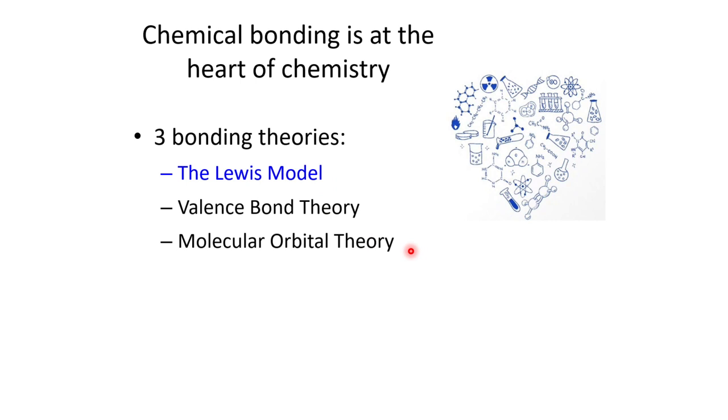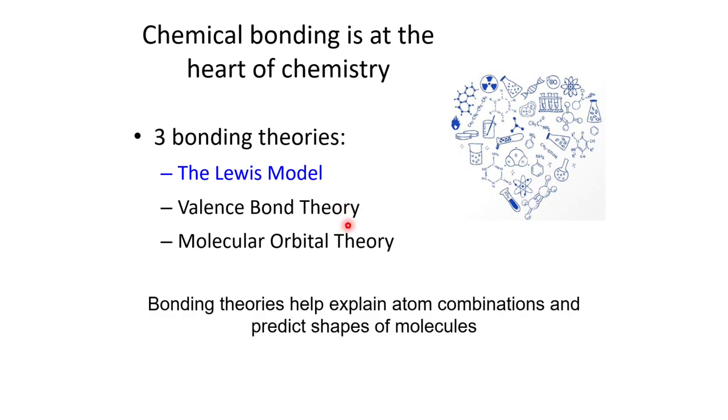And so remember that theories have explanatory power, so they are able to help us explain how things happen. As we start with the Lewis model, it will help us explain how atoms combine to form molecules. And then when we get to the valence bond theory and molecular orbital theory, that will help explain the shapes of these molecules and how they can move about in a 3D environment.